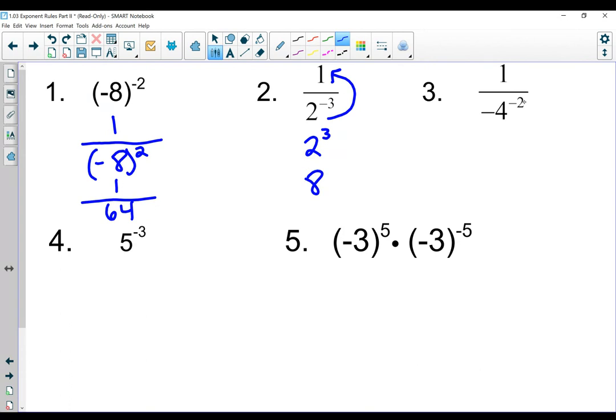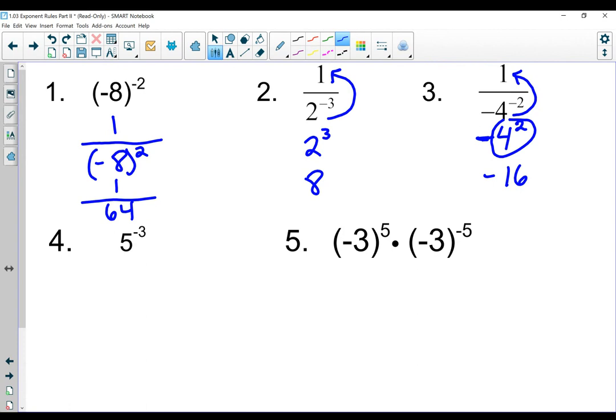On 3, my number is in the denominator with a negative exponent, so I'm going to move this up to the numerator. And again, it does not change the sign on the 4, only the exponent. So now I have negative 4 squared, so it's a positive 2 exponent. And without the parentheses, it means I square the 4 first. So I do the exponent part first, and then I make it negative. So this is going to be a negative 16. So the parentheses in number 1 versus no parentheses in 3 give us a very different answer.